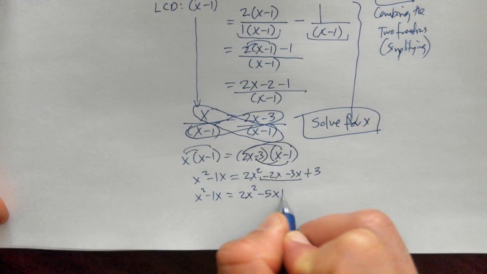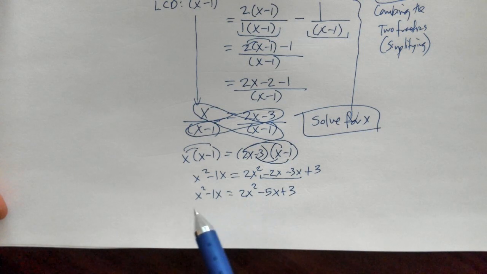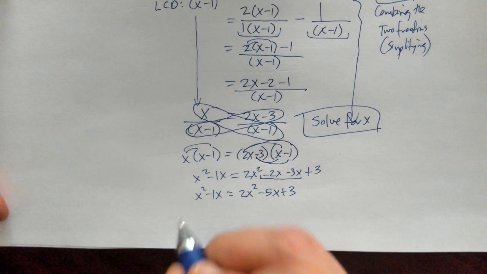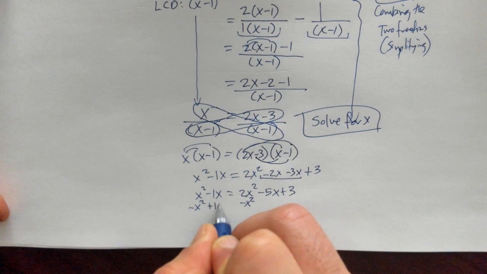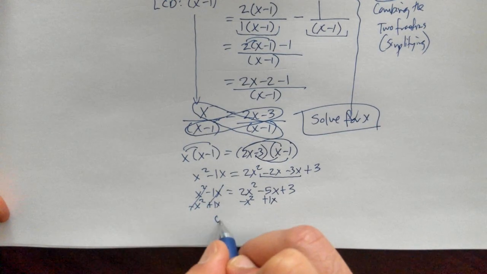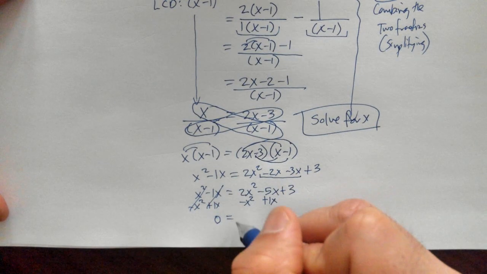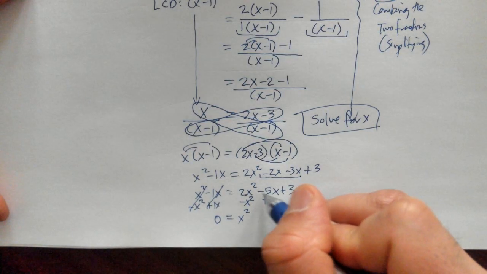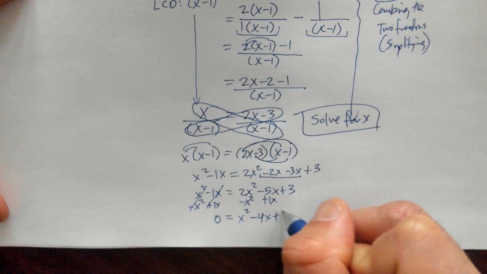negative 5x plus 3. I notice that there's a quadratic here, so I'm going to put everything on one side and factor. So let's move this x squared to the right, and let's move this 1x to the right. These two cancel to 0, right? 2 minus 1 is just 1x squared. Negative 5 plus 1 is negative 4x, and the plus 3 stays by itself.